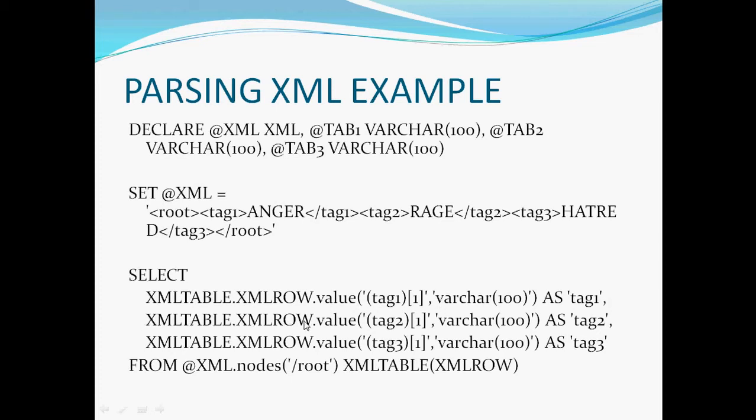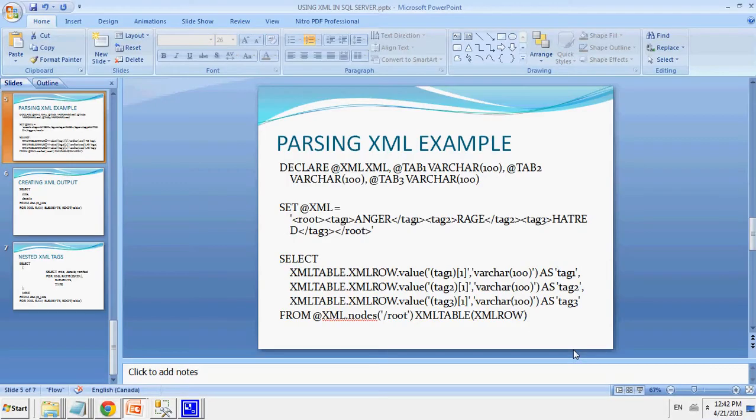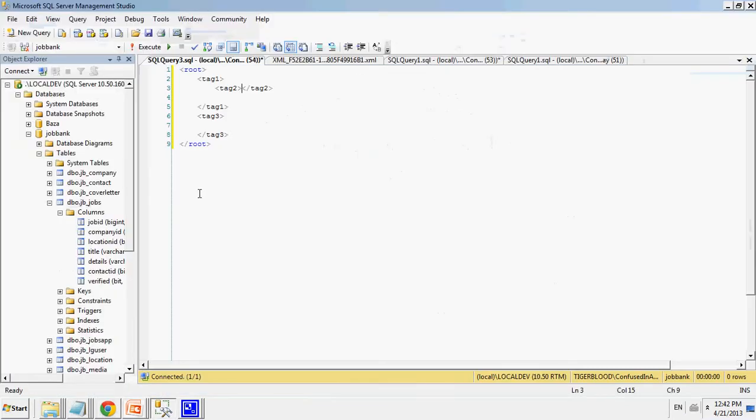XML table.xml row.value of tag 2 of 1 varchar as tag 2, and XML table.xml row.value of tag 3 of 1 of varchar of 100 as tag 3. So let's see that in action. What would actually happen if we ran this?